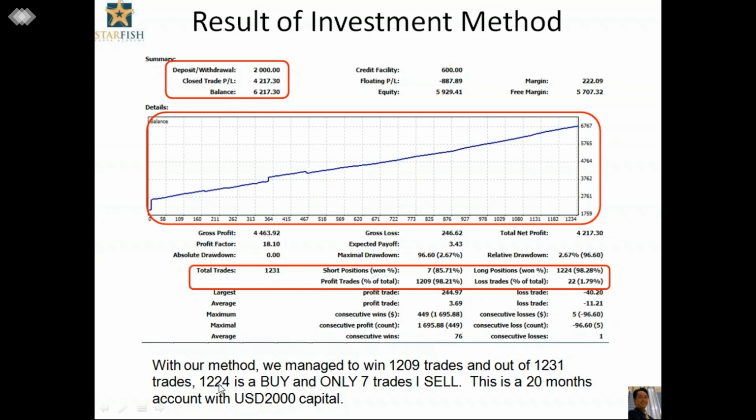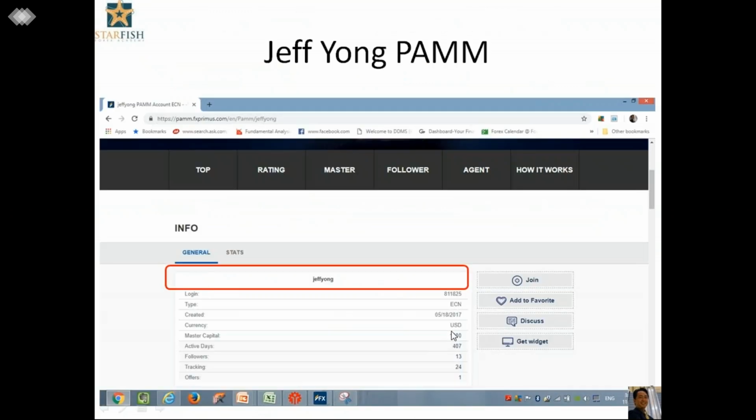Okay, another thing we observe is that out of 1,231 times, 1,224 times is a buy, and only 7 trades are sell. This is a 20 months account with just 2,000 capital. Okay, this is my PAMM. Again, my name is Jeff Young. I started this account on May 18, 2017, with a capital of 1,000. Active date is 407.